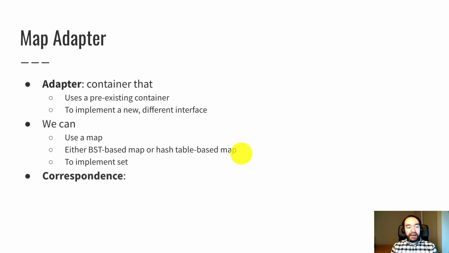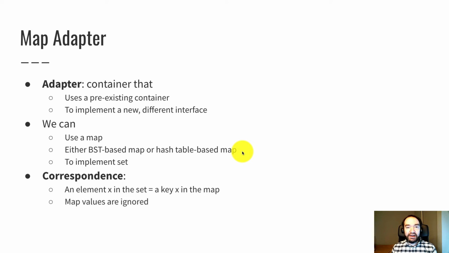As usual with these adapters, we have to define the correspondence between the concepts in the two data types that we're working with. The correspondence is that an element x is in the set corresponds to the concept that a key x is in the map. So basically the elements of the set that we're implementing correspond to the keys in the map that we're using, and we're going to ignore the values entirely. We'll just put some kind of dummy holder value in there and not ever use it. In particular, I'll use Boolean false. That Boolean false is just the simplest value I can stick in a value field.